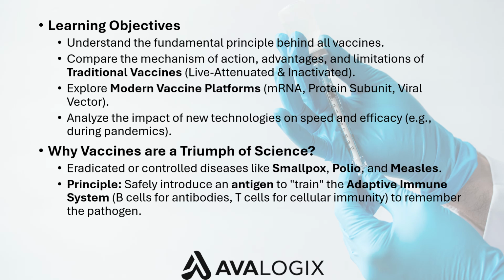The fundamental principle, regardless of the technology, is to introduce an antigen, a harmless molecular signature of the pathogen, to the body. This introduction trains your adaptive immune system. Think of it as showing your immune system a mugshot of the criminal. When the real pathogen attacks, the immune system already has the B cells primed to generate vast quantities of antibodies and the T cells ready to execute infected cells.